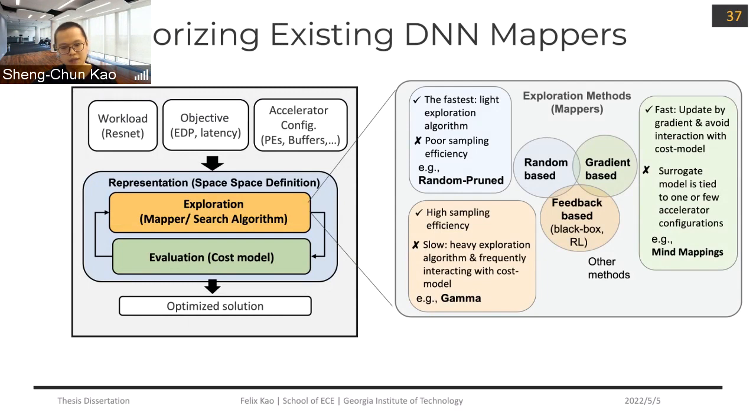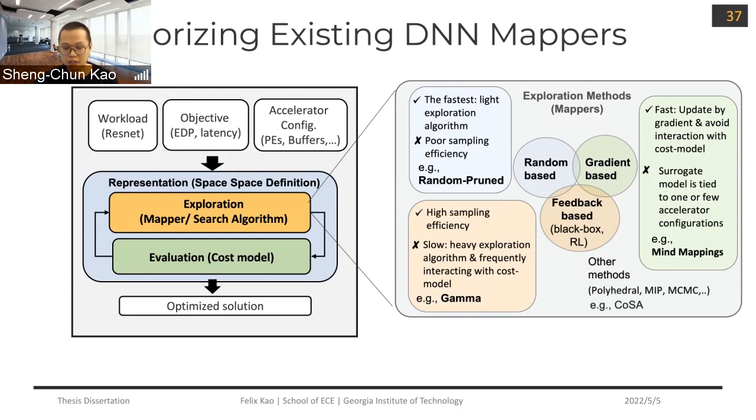Next is the gradient-based approach, essentially leveraging supervised learning to train a surrogate model to replace the cost model. Thus, it can be fast because it avoids interaction with the cost model, and more importantly, it can use gradient updates to search for the optimal mapping directly. However, the caveat is that the surrogate model can only perform as well as the training data. It needs to be tied to one or a few accelerator configurations, and the state of the art is Mind Mappings.